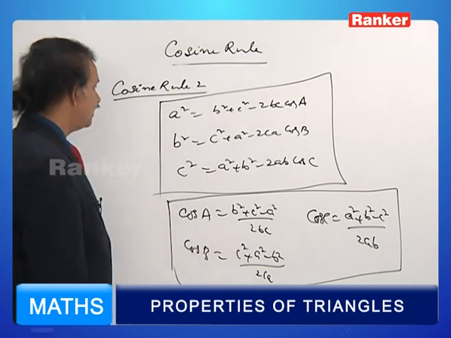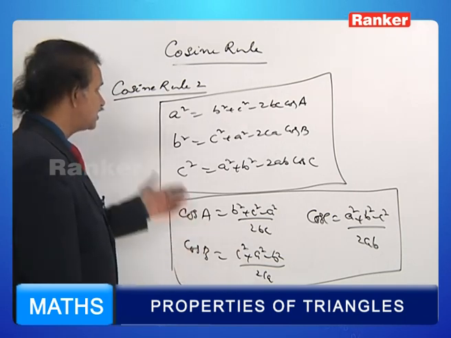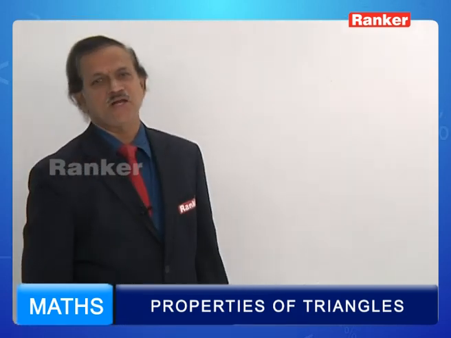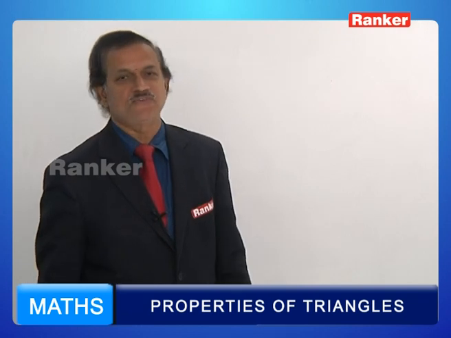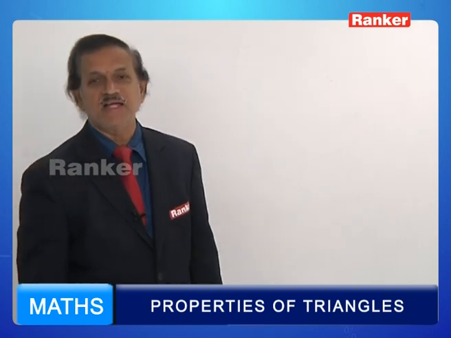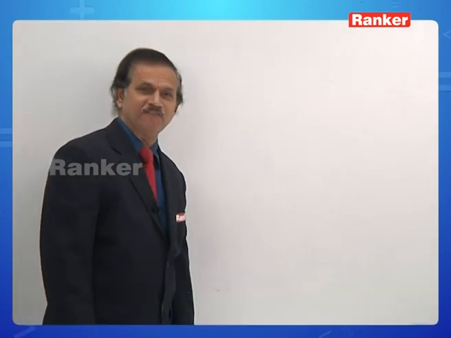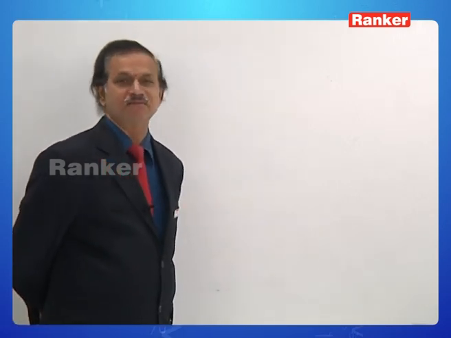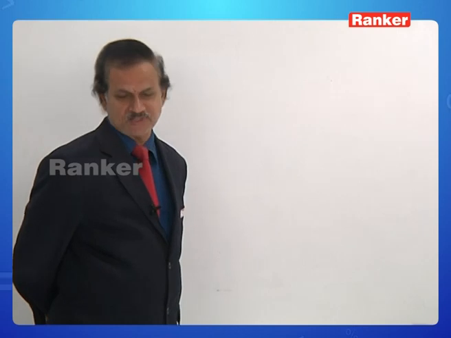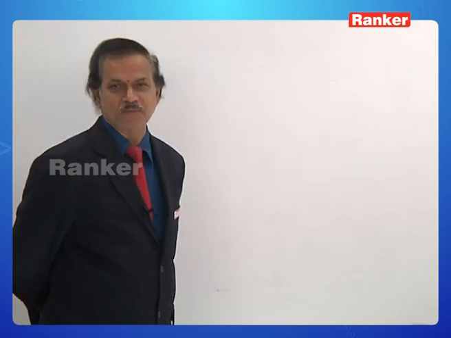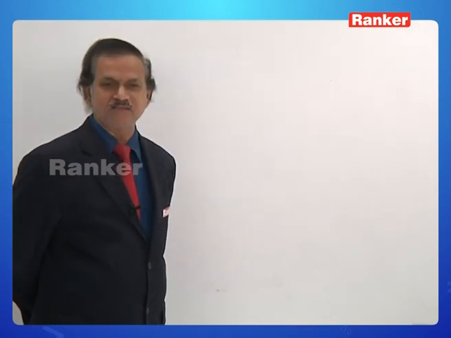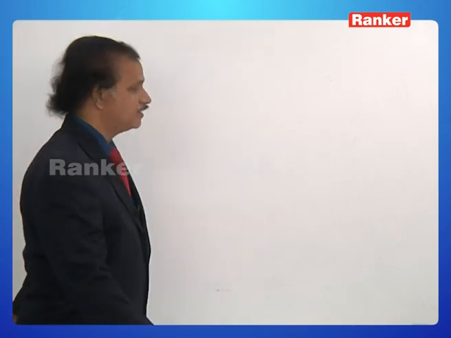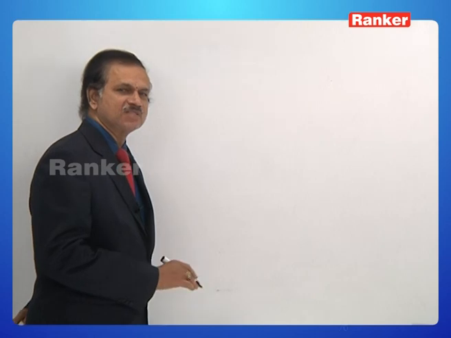And let us now use the applications of this cosine rule. This cosine rule is directly useful in obtaining half-angle formulae. What do you mean by half-angle formulae? Formulae regarding sin A by 2, sin B by 2, sin C by 2, cos A by 2, cos B by 2, cos C by 2, and tan A by 2, tan B by 2, tan C by 2. To obtain such things, this cosine rule is very much useful. Let us look at one of such things.